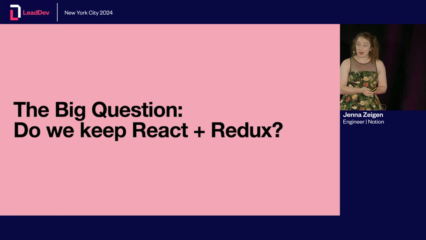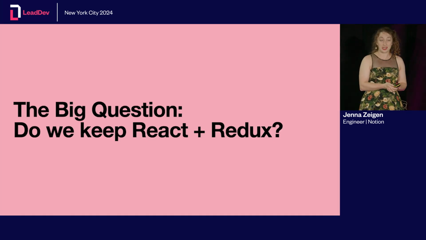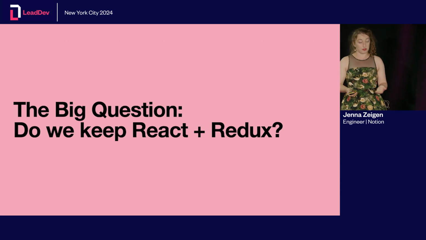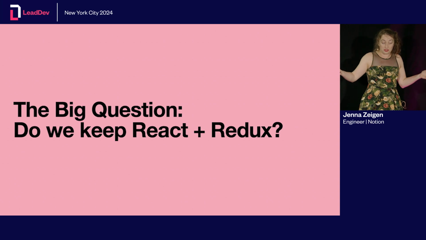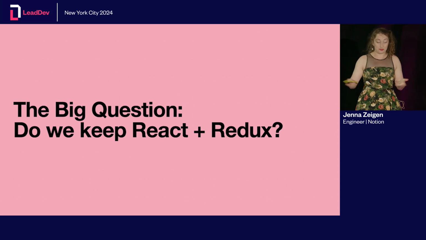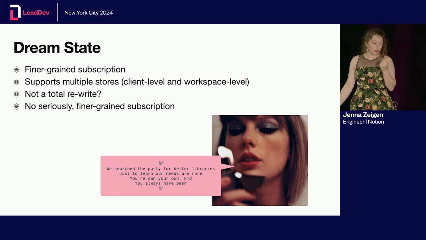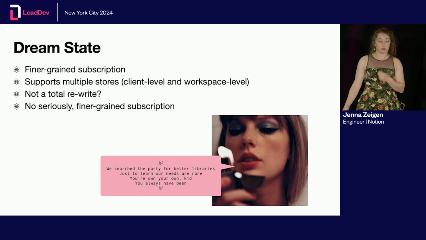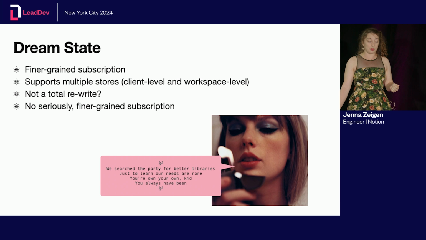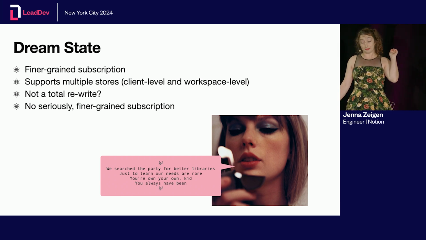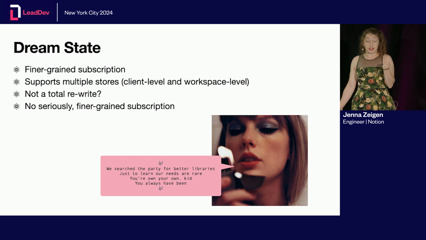This brings us to the big question. What do you do, right? Do we keep React and Redux? If it's this architecture that is causing us to have performance problems, then do we replace it? So we took a step back, said, OK, what do we need from a state management system if it's not Redux? The main thing that we wanted was finer-grained subscription. If something in the channel state updated, only components that care about channel state should be re-rendering, right?